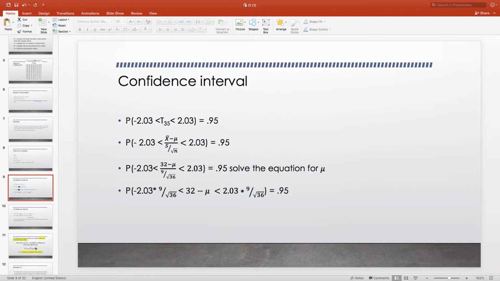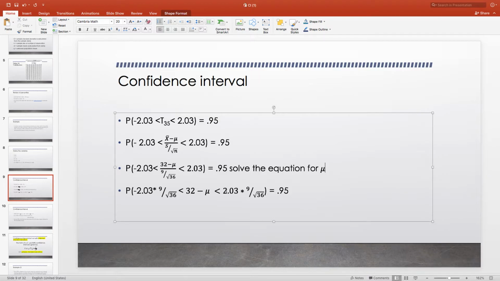For the confidence interval, what we've calculated is that the probability a t-distribution with 35 degrees of freedom is between minus 2.03 and positive 2.03 is 95%. But a t-distribution is equivalent to this. Okay, and it turns out I know the sample average, I know the sample standard deviation, and I know the sample size. So the sample average is 32, the sample standard deviation is 9, I have 36 observations. The only thing that's not captured here is the population mean. So we're going to just solve this equation for the population mean mu.